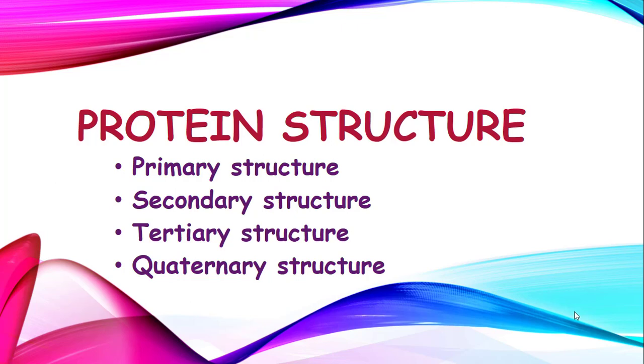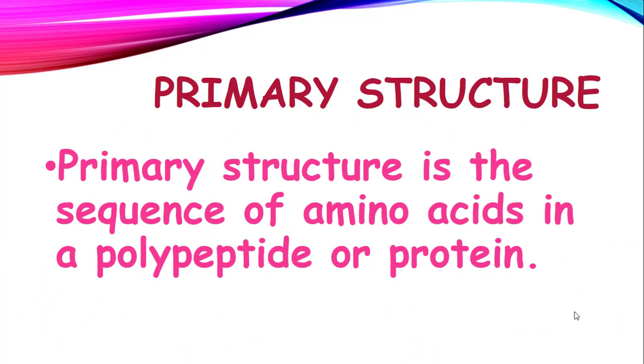Now let me explain it. On the basis of structure, protein can be classified into four. Number one, primary structure. Number two, secondary structure. Number three, tertiary structure. And number four, quaternary structure. So let me explain the primary structure first. Primary structure is the sequence of amino acids in a polypeptide or a protein.